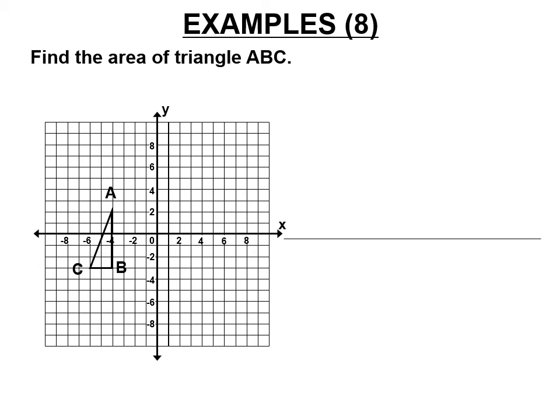To find the area of ABC, well, the base is 2. And the height is 1, 2, 3, 4, 5. So area for a triangle is 1/2 base times height. So 1/2 times 2 times 5, or 5 square units.